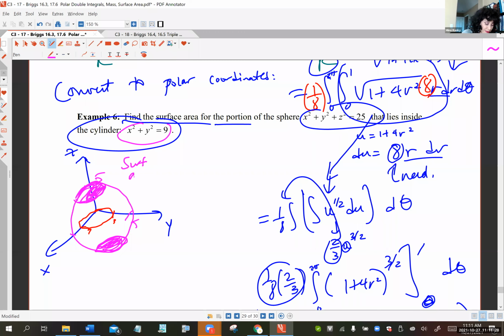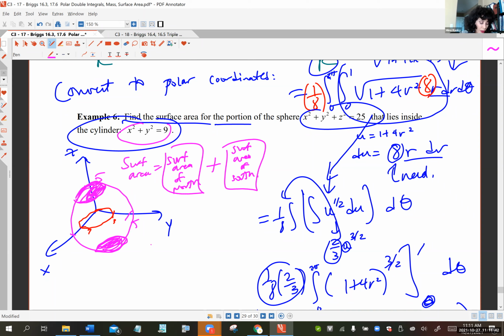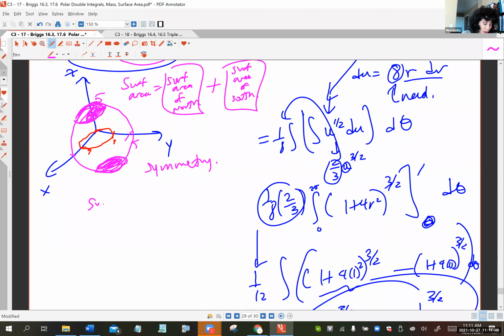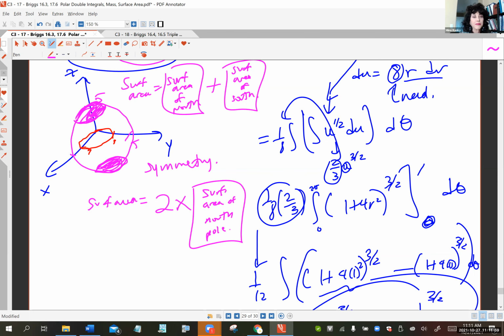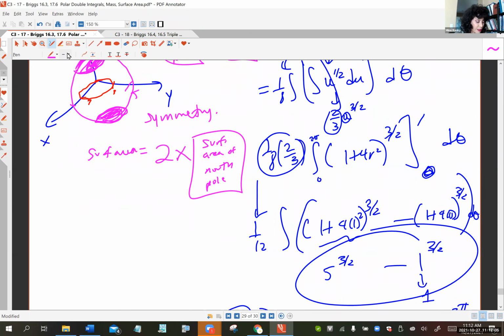So the surface area we want is the surface area of the North Pole plus the surface area of the South Pole. Now, because of symmetry, I claim that we can just figure out the surface area of one of the poles and multiply by 2. So our total surface area, to make it a little easier to do, is 2 multiplied by the surface area of the North Pole. Let's just do that, and that way it'll be a little cleaner. Okay? So that's our plan to tackle this problem. Yeah. So what of it?